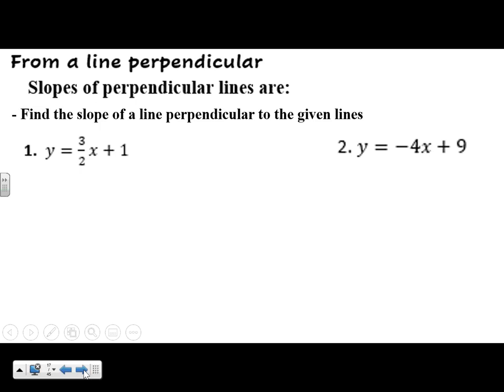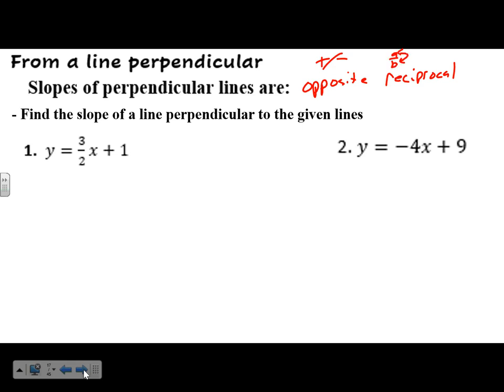Now going on to perpendicular. Slopes of perpendicular lines are opposite reciprocal. The opposite is talking about positive or negative. So if you have a negative, you're going to change it to a positive, vice versa. Reciprocal is talking about your fraction. You're going to switch the numerator and the denominator.